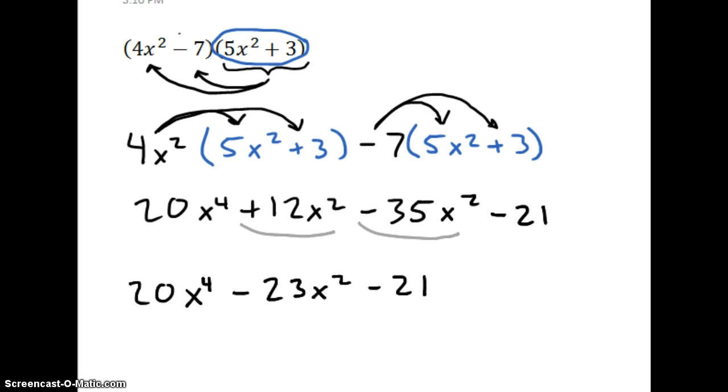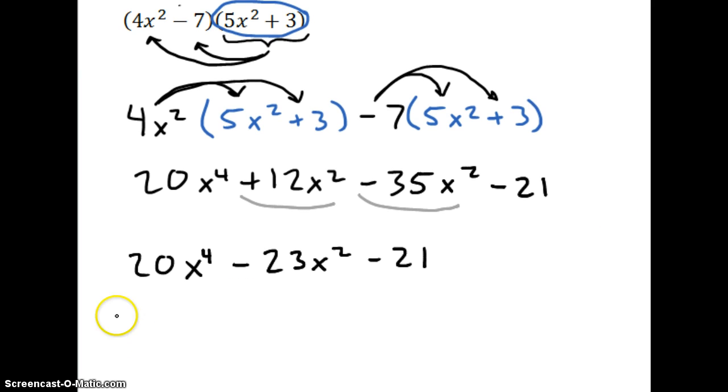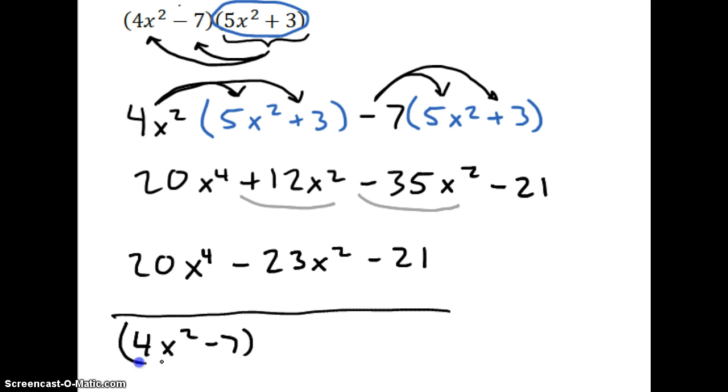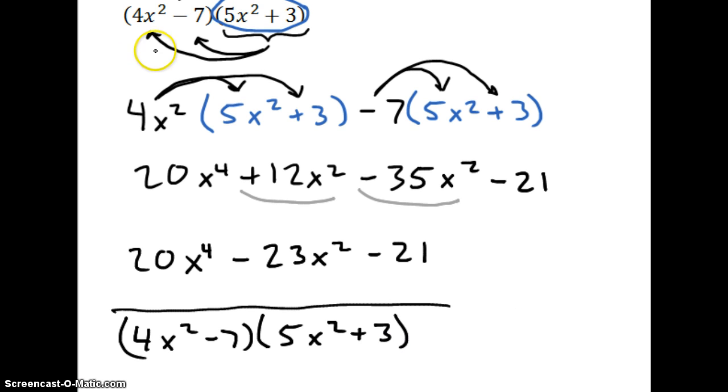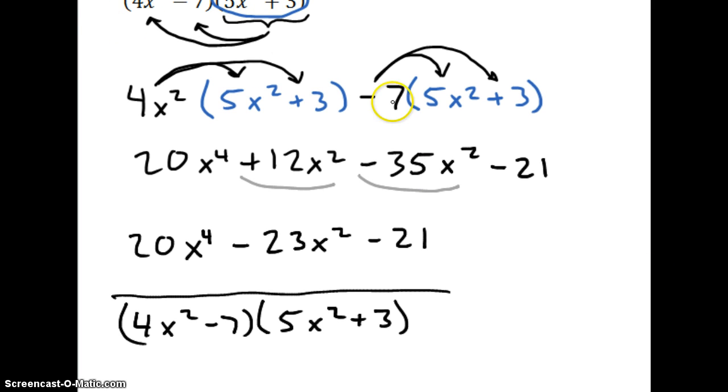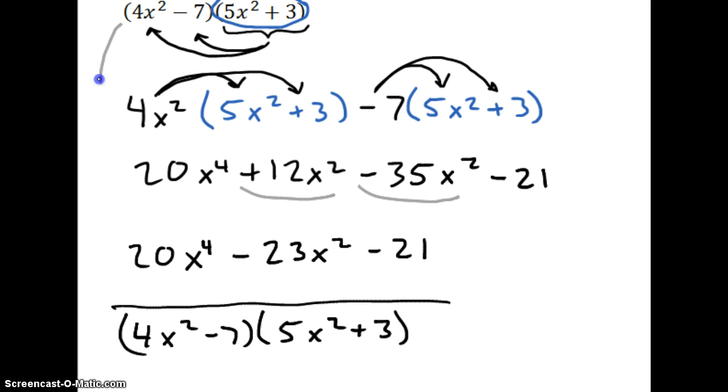Now let's take a look at what we just did. Let me rewrite this: 4x squared minus 7, and then I'm going to multiply that by 5x squared plus 3. We took this 4x squared and we multiplied it by 5x squared. Overall, that's what we did. It took us a couple steps to get there, and what I'd like to do is go directly from here, bypass that step, and go directly down to here.